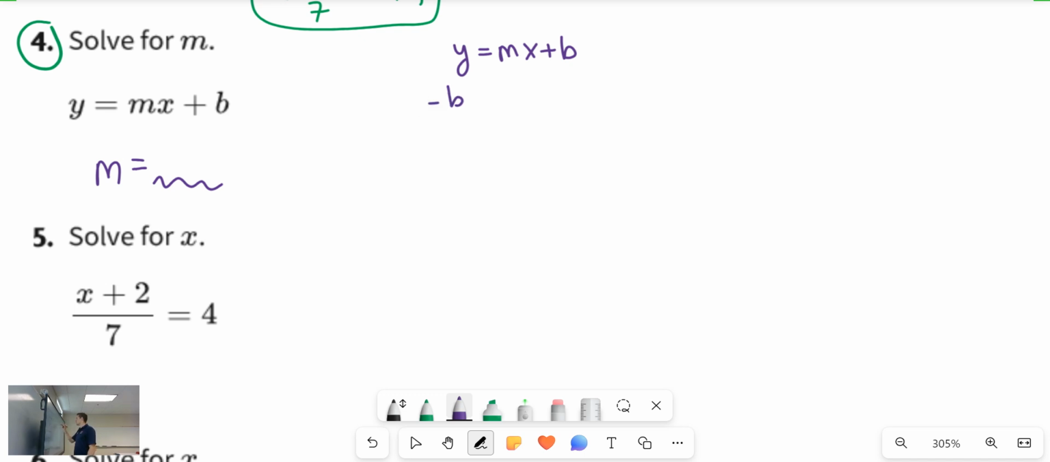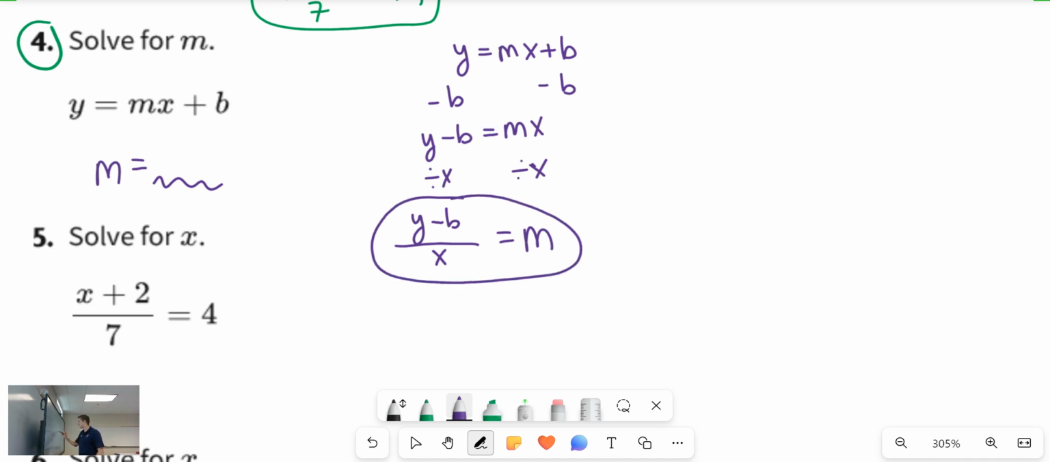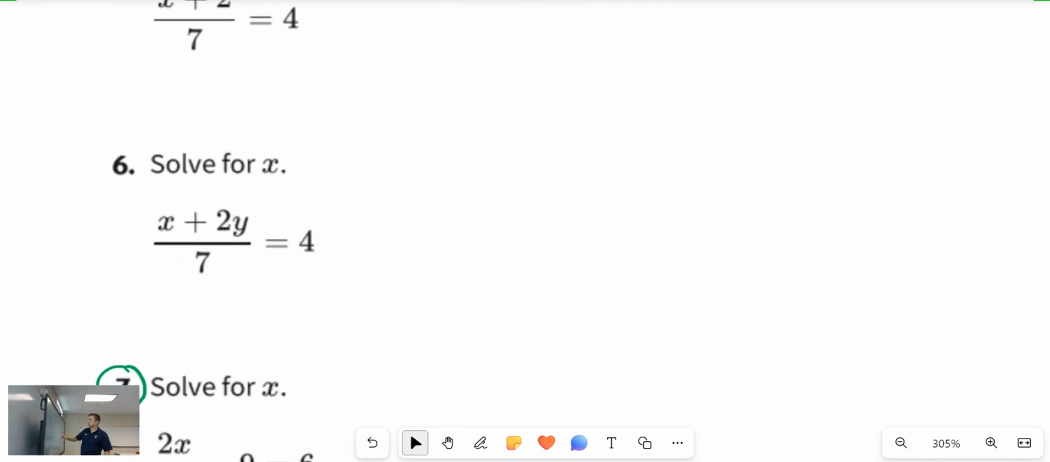Our first step is to subtract the b from both sides. y minus b equals mx. Then we divide both sides by x. Divide both sides by x. Here we go. So we end up with y minus b divided by x equals m. All right, that is solved for m. Let's keep going.